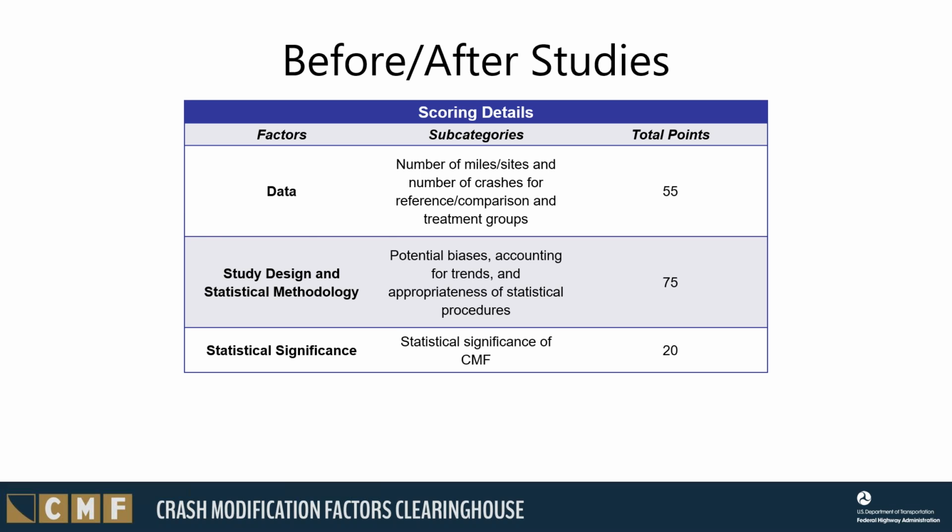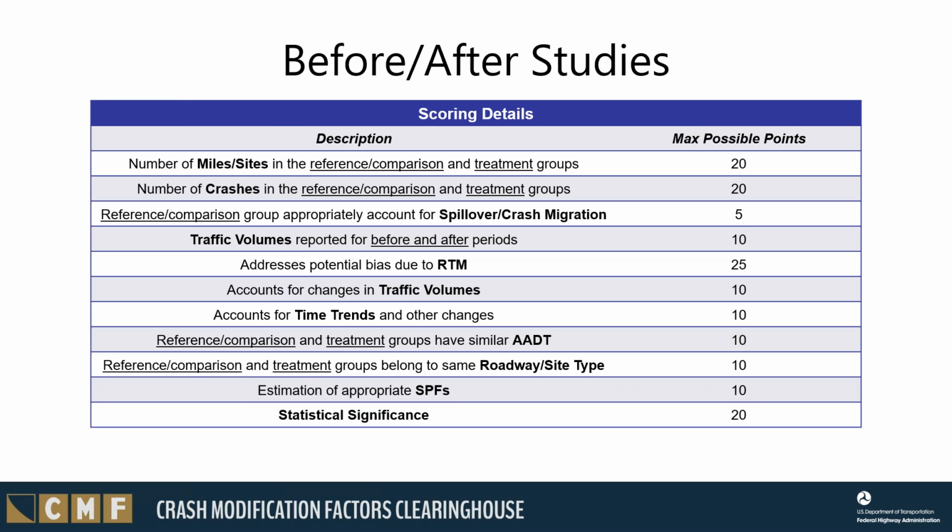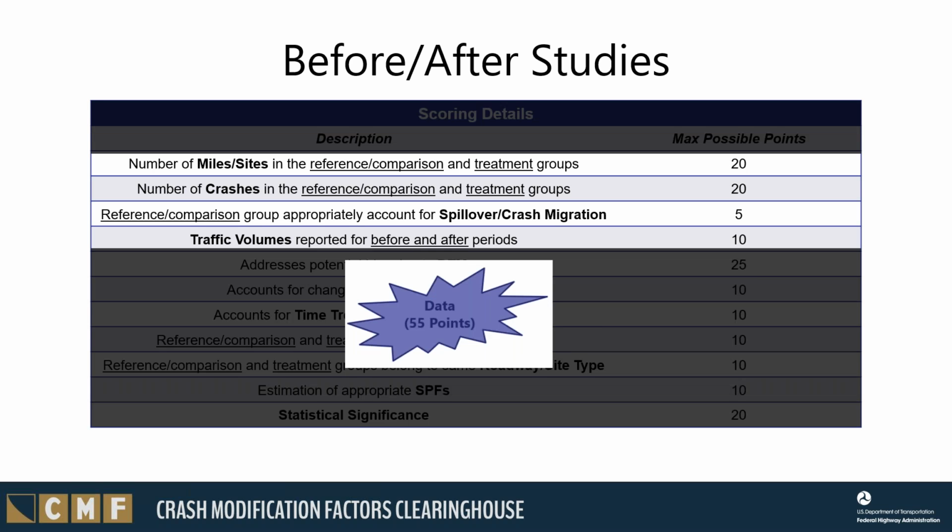So this is just an overview of the different points allocated to the 3 main categories. The table that you can see on the screen right now shows all the different rating inputs that go into rating a CMF from a before-after study. So let's look at this in a bit more detail. The 55 points that I mentioned for the data come from these 4 categories that you can see highlighted on your screen right now.